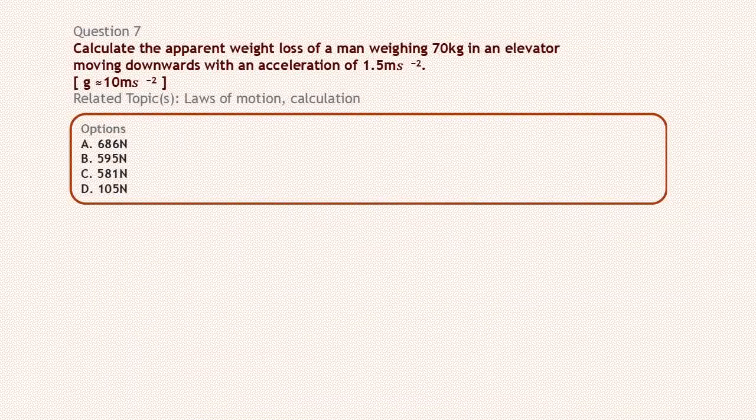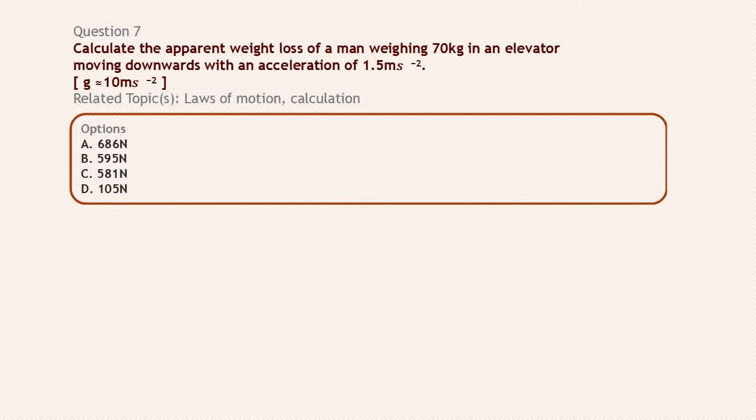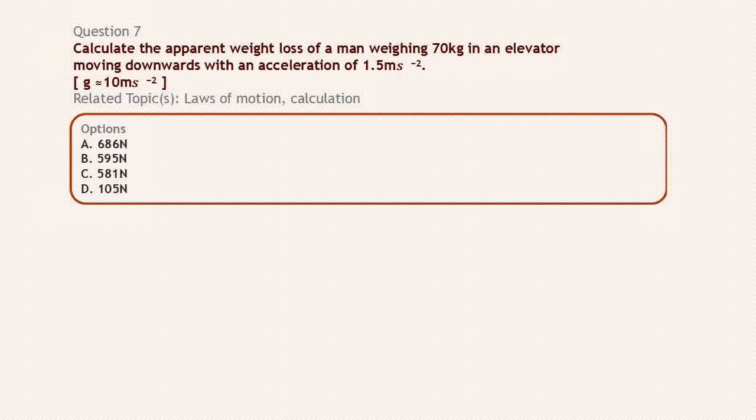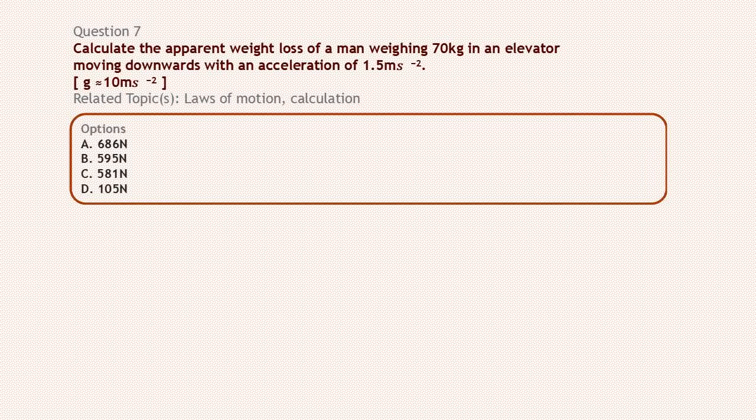Next, calculate the apparent weight loss of a man weighing 70 kg in an elevator moving downward with an acceleration of 1.5 meter per second square. We have the acceleration due to gravity as 10 meter per second square. Now, as the man is moving down, the weight that the man is going to feel is going to be less than his actual weight. There's going to be a loss in the weight of the man.